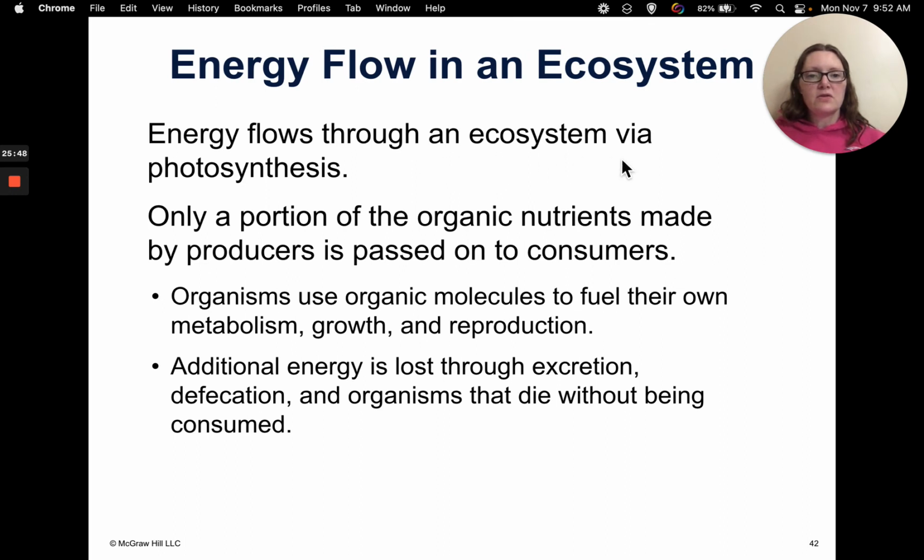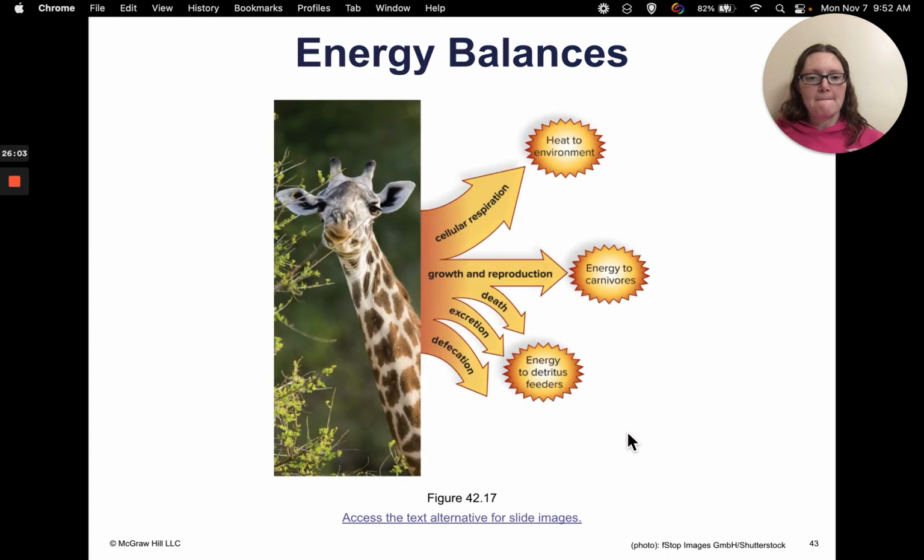Energy flows through an ecosystem via photosynthesis. Organisms use organic molecules to fuel their own metabolism. Additional energy is lost through excretion, defecation, and organisms that die without being consumed. Cellular respiration, heat to the environment. That's where most of the energy goes. Energy to carnivores, energy to detritus feeders.